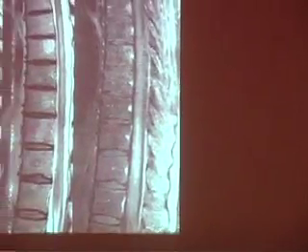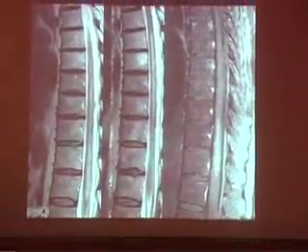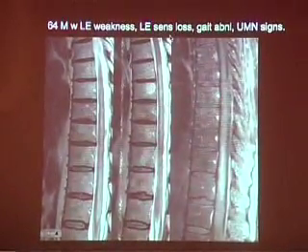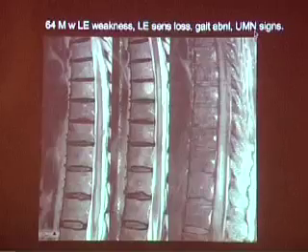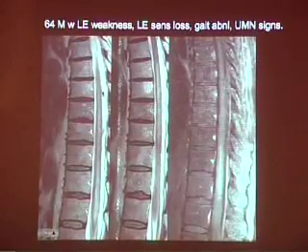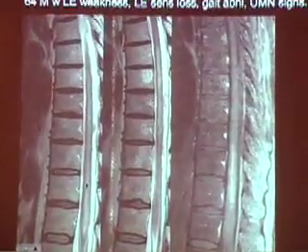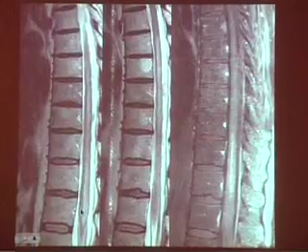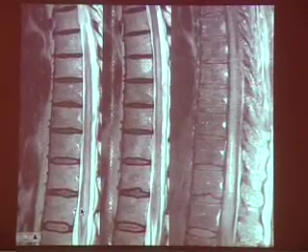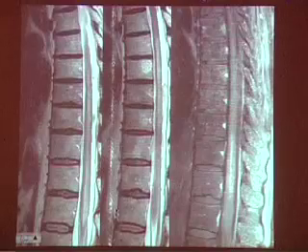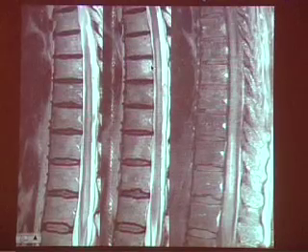An older gentleman with lower extremity weakness, lower extremity sensory loss, gait abnormalities, and upper motor neuron signs. He's got a long segment T2 abnormality involving his thoracic cord without much in the way of cord expansion. His vertebral column looks pretty good. He's got a hemangioma, so what?